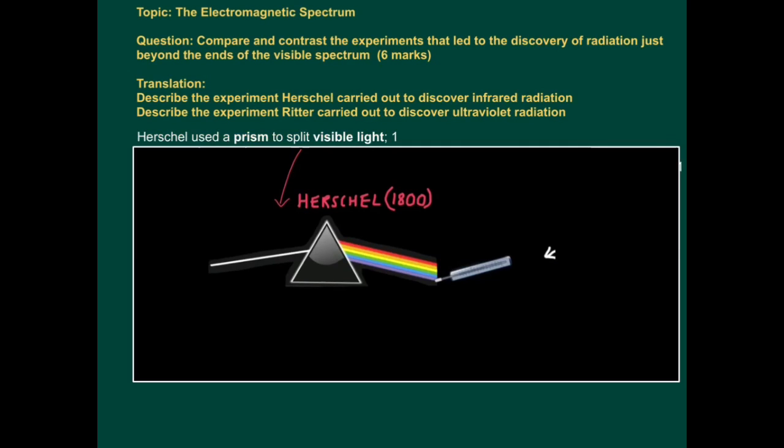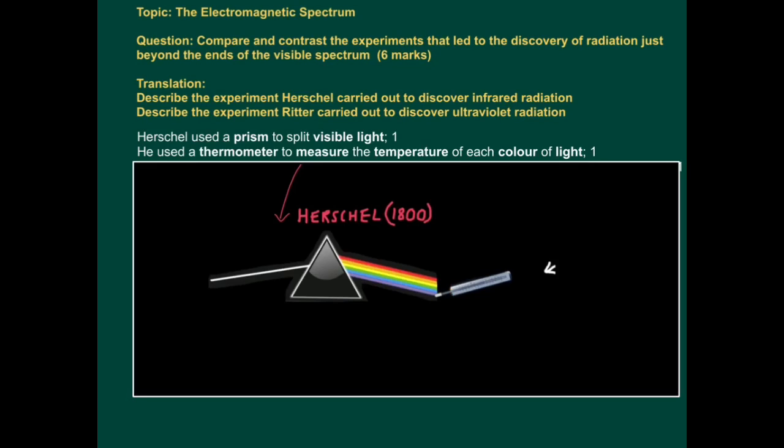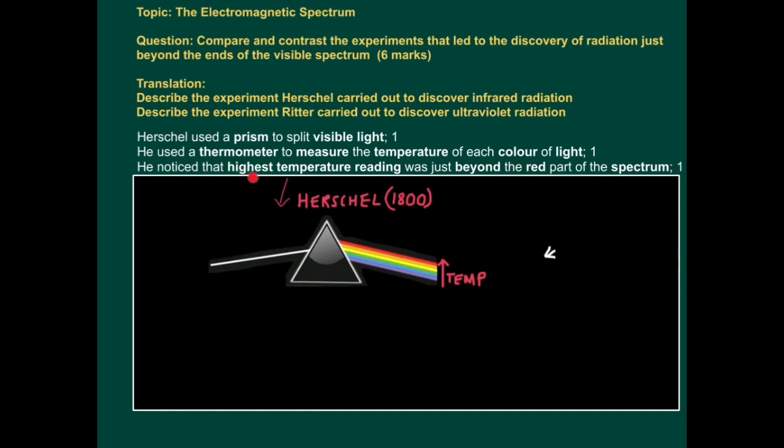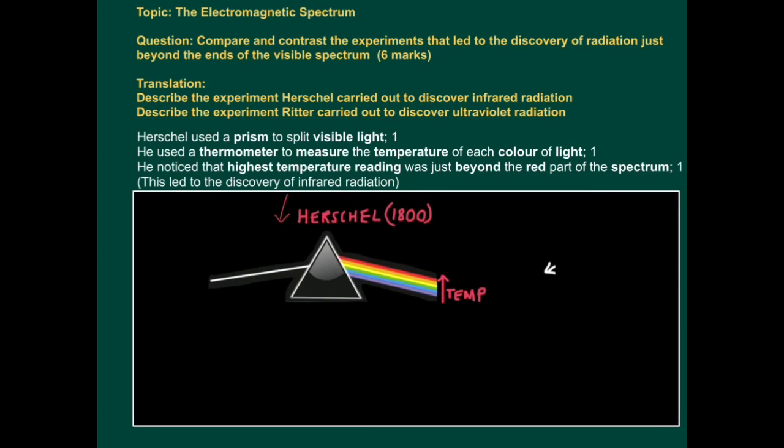So firstly, Herschel used a prism to split visible light into its spectrum of colours. He used a thermometer to measure the temperature of each colour of light, as you can see here. He noticed that the highest temperature reading was just beyond the red part of the spectrum. He actually put a thermometer there as a control because he thought it would be the lowest temperature, because obviously the light will be hotter, but he didn't account for there being something here that is going to be picked up which he can't see. So this led to the discovery of infrared radiation.